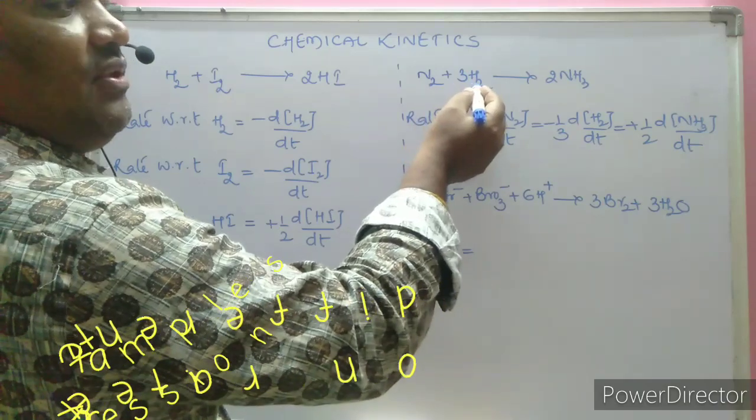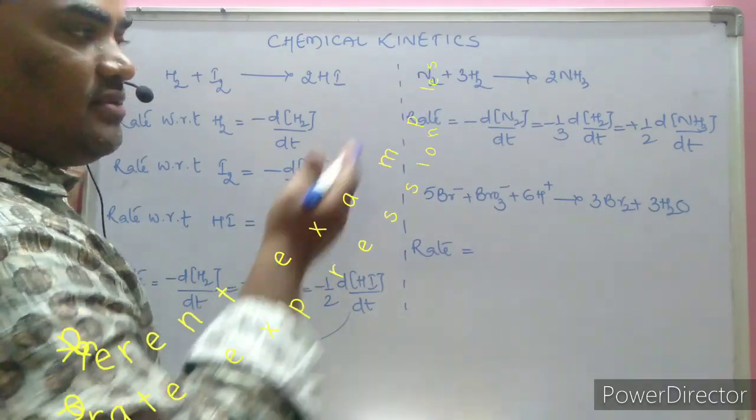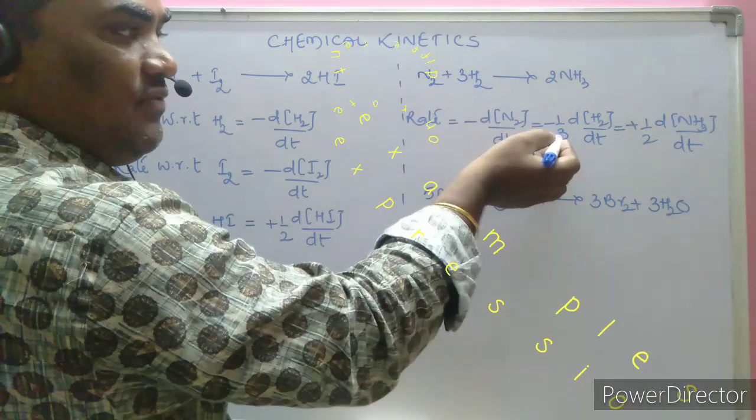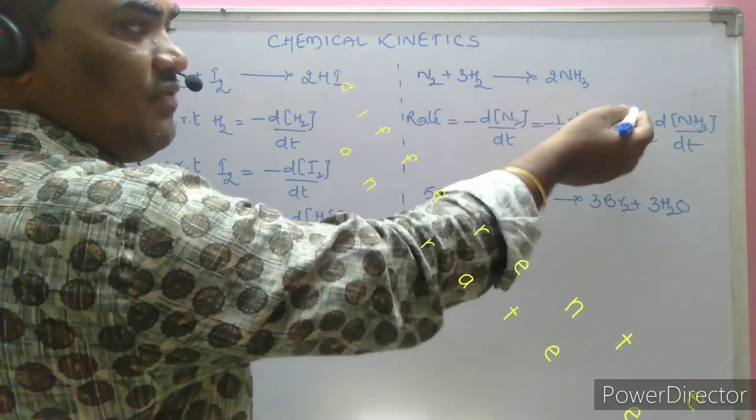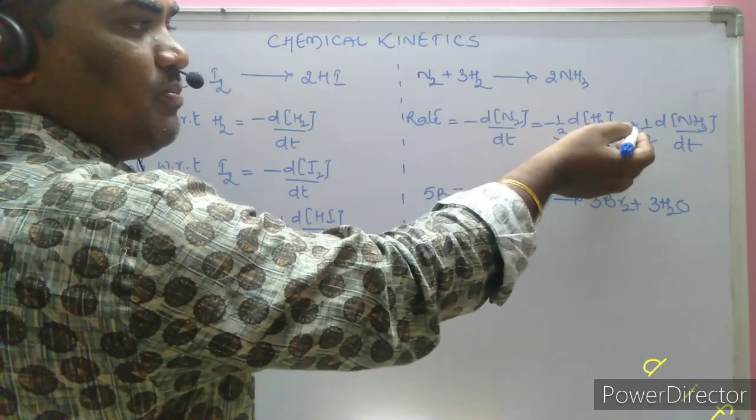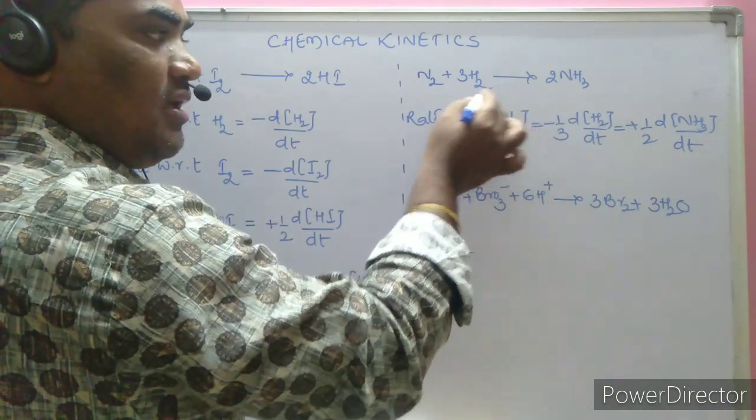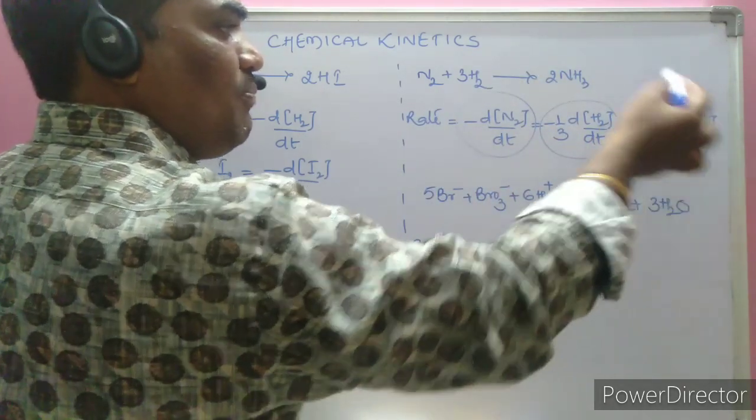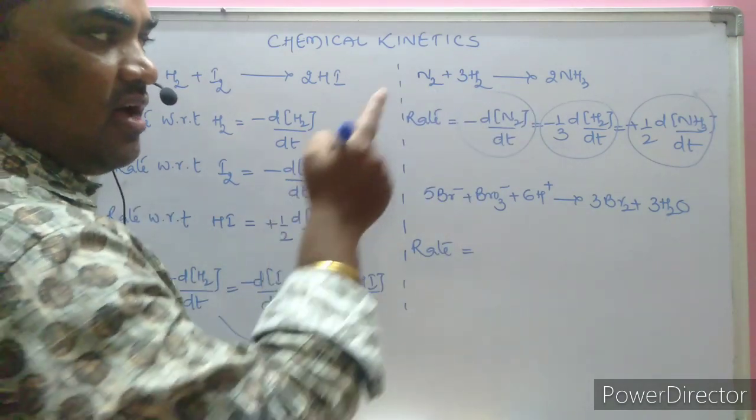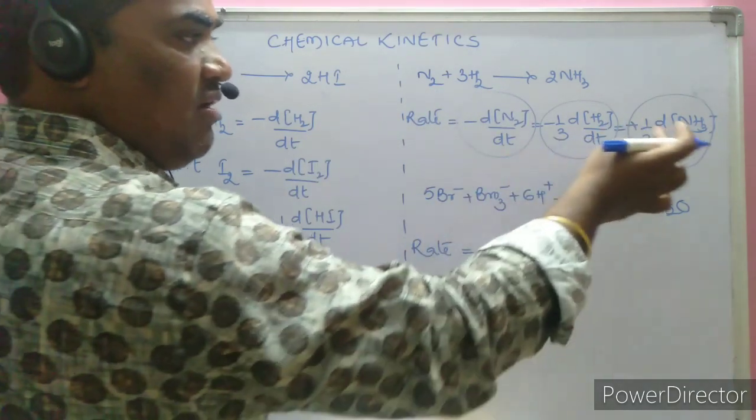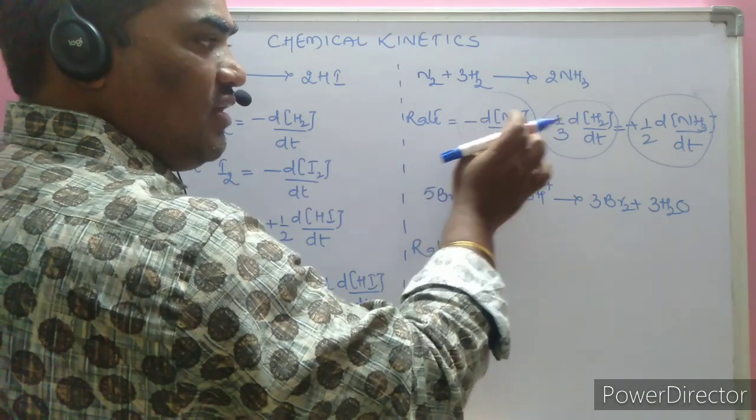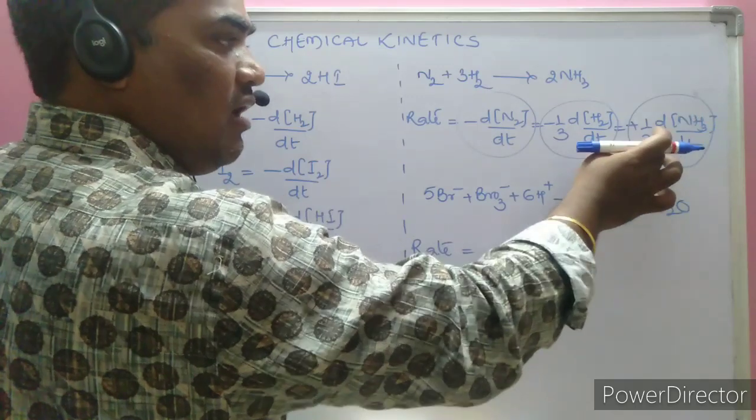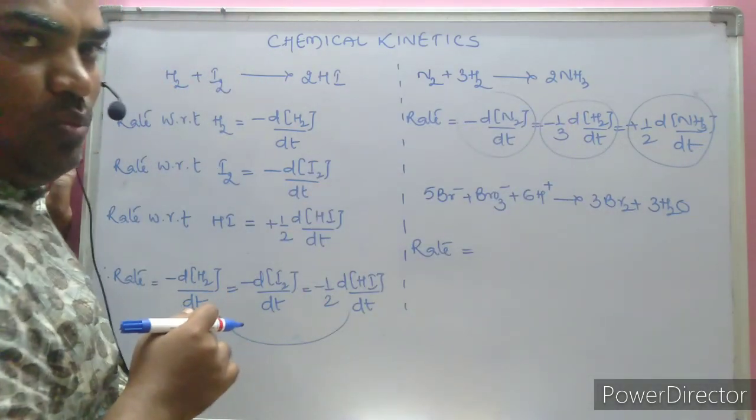Here is N2 plus 3H2 equilibrium gives rise to 2NH3, the Haber process. Rate with respect to reactant directly. Here the coefficient is given, that is 1 by the coefficient, but it is a product, hence it is expressed by the plus. The rate of disappearance of nitrogen, rate of disappearance of hydrogen, rate of appearance of ammonia. Previously a question was asked regarding this in the national level examination. For example, if the rate of disappearance of hydrogen is given, I want to calculate the rate of appearance of ammonia, then it will become 2 by 3.